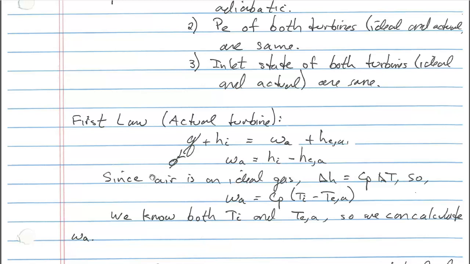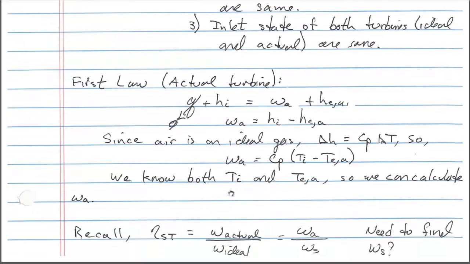Now we're going to recognize that air is an ideal gas. And so since air is an ideal gas, we know that the change in enthalpy for an ideal gas is the constant pressure specific heat times the change in temperature, delta H equals Cp delta T. So we can say that the actual work is equal to Cp times Ti minus Te comma A, the inlet temperature minus the actual exit temperature. We know both of these values. We can look up Cp in our tables, so we can actually calculate the actual work for this turbine right now. We can calculate W sub A.